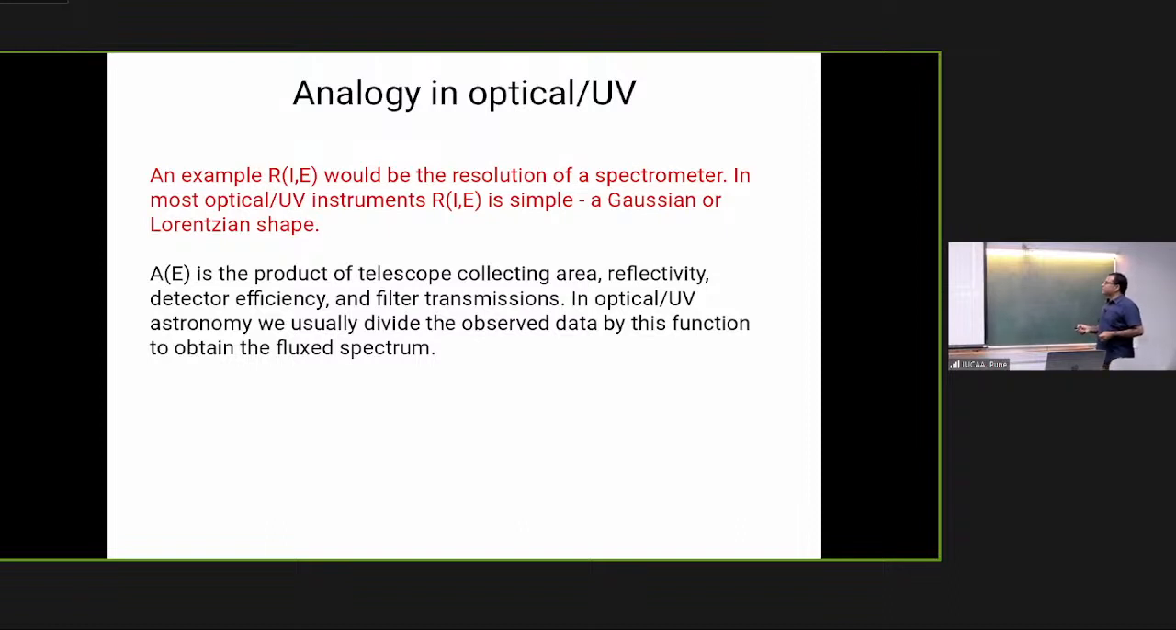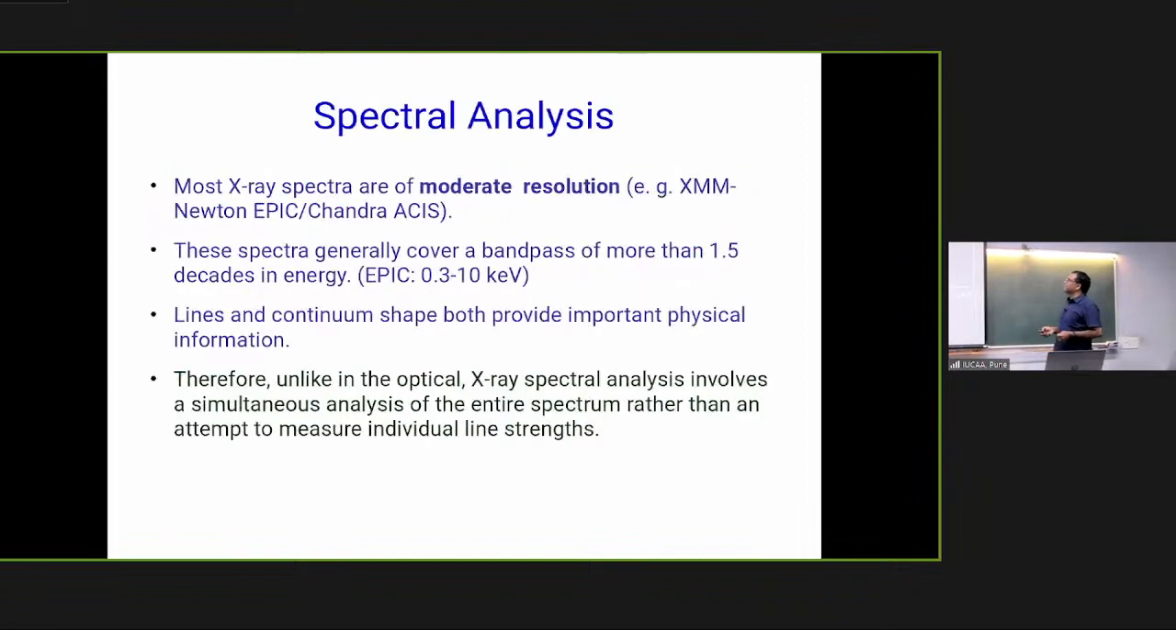I already have explained what the effective area is. So in X-ray astronomy, most of the X-ray spectra are of moderate resolution, unless you have an X-ray grating, with which you can actually acquire high resolution. For example, the moderate resolution spectra from CCDs are excellent.